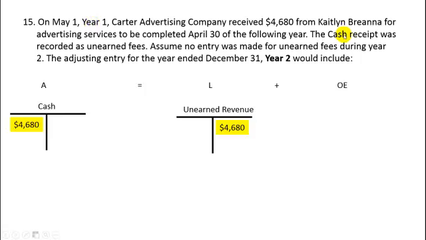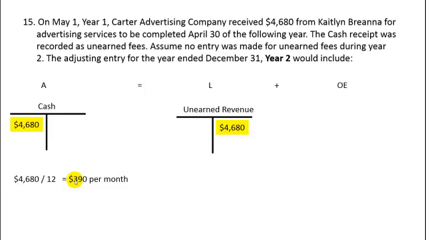Now it says the cash receipt was recorded as unearned fees, which we just did. Assume no entry was made for unearned fees during year 2. So let's see what we got here. This is for a 1-year contract because it says that we took this money in for advertising to be completed on April 30th of the following year, and we took it on May the 1st. So that's 1 full year. So at $4,680 divided by 12, that means every month we're earning $390 of that unearned revenue. Very important to understand that.